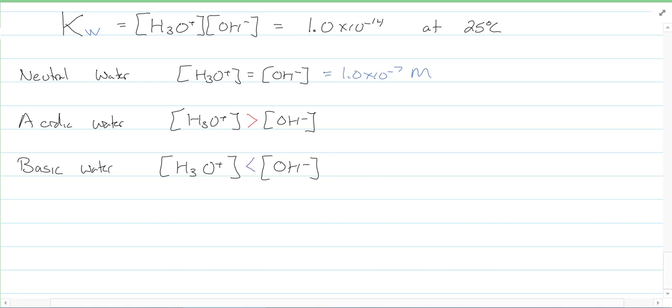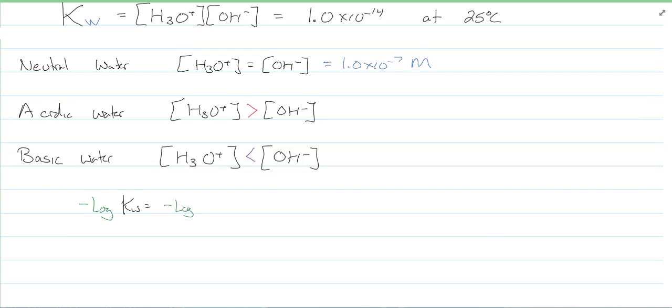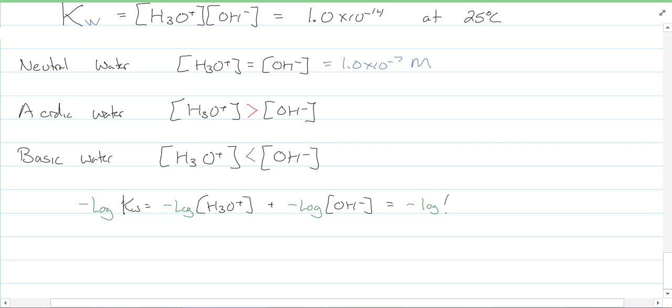Mathematically, I take the negative log of Kw, and I take the negative log of hydronium plus, multiplication, the negative log of hydroxide, equals the negative log of 1.0 times 10 to the negative 14th. Why is it negative log? Well, because these exponents are negative exponents, which means we need to do the negative log to get a positive number. So the negative log of Kw, we're going to abbreviate as pKw. Negative log of hydronium would be pH. Negative log of hydroxide we're going to call pOH. And of course the actual value then would be 14.